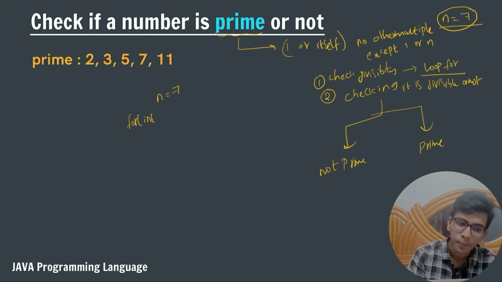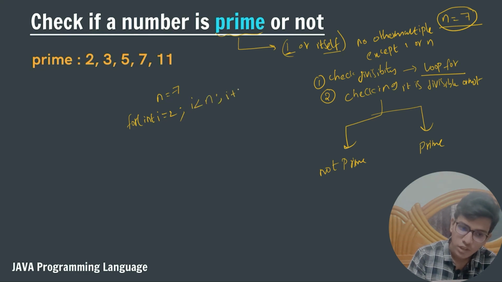So, for int i equals 2. What did I tell you? That a prime number is divisible by 1 or itself. So we'll run our for loop, and our iteration, from i equals 2. After that we will run our loop up to i less than n. After that, i plus plus.